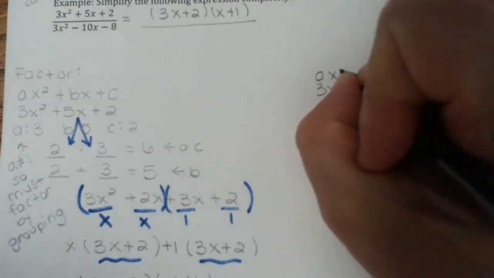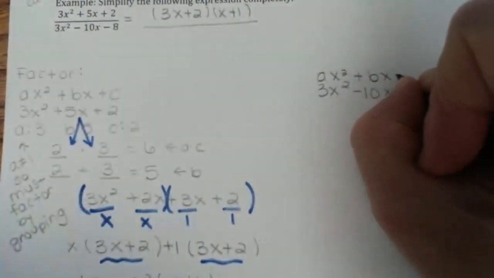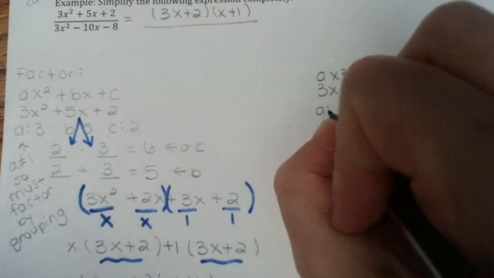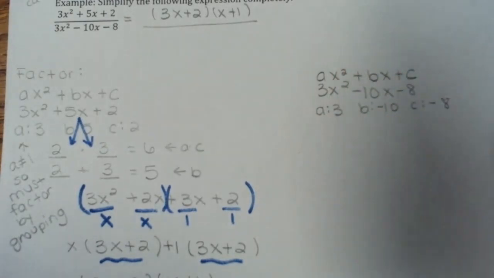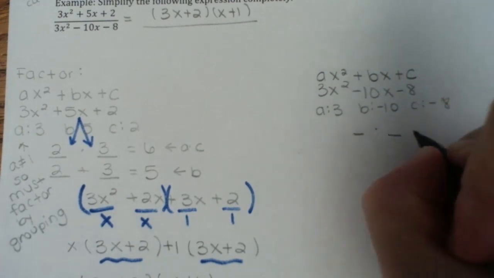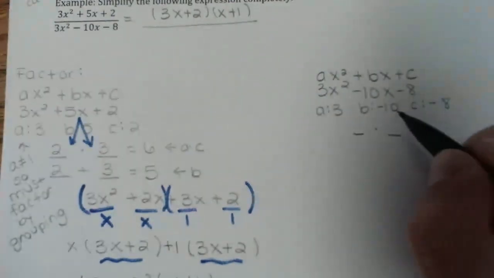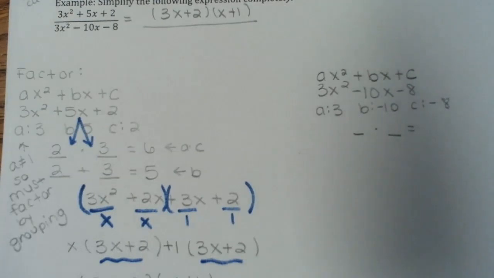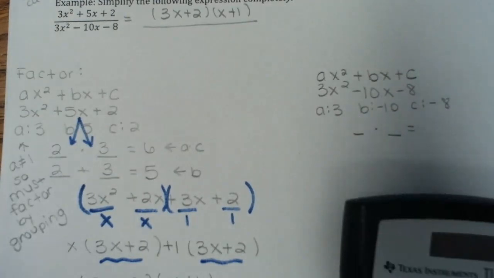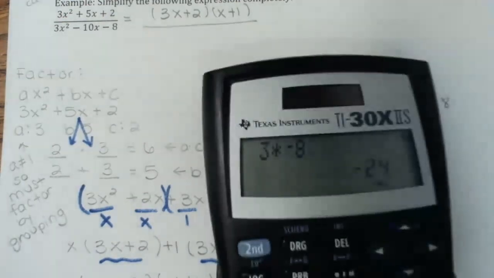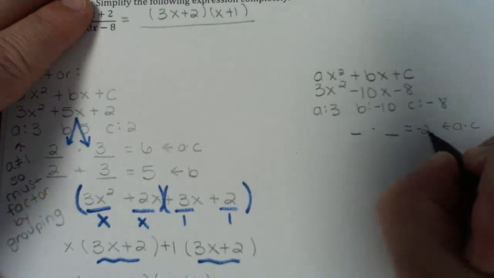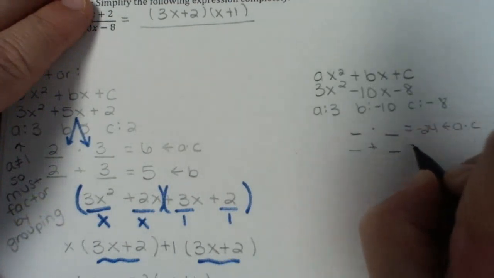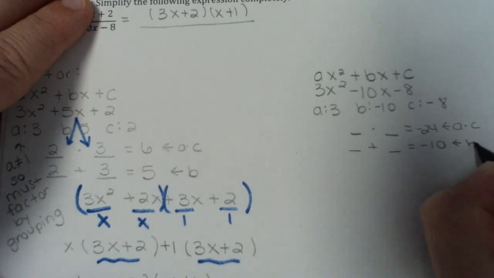This is in standard form, so I have ax squared plus bx plus c. So a in front of x squared is 3, b in front of x is negative 10, c out by itself is negative 8. So we're looking for two numbers that multiply together to give us a times c. So 3 times negative 8, which will give us negative 24. And the same two numbers to add together to give me b, which is negative 10.